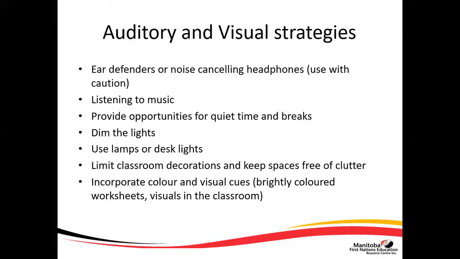Other students though love listening to music. You can provide opportunities for quiet time and for breaks. And then for visual, dim the lights, use a lamp or a desk light instead of the overhead lights. Limit classroom decorations and keep your space free of clutter as much as you can. And then incorporate color and visual cues. So you can use brightly colored worksheets, you can use visuals in the classroom like Annie talked about, using a first-then or a visual schedule is a great way to have students who have strengths with visuals really help them succeed.